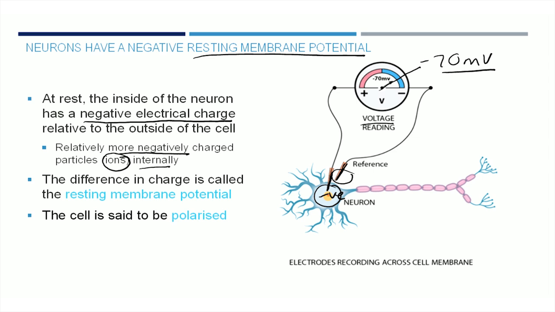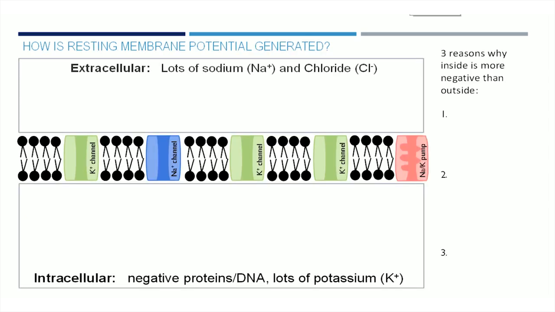We've said that the difference between the inside and the outside and the charge is called the resting membrane potential, but because it does have a charge difference, we call the cell polarized. So the cell is said to be polarized simply because the inside and the outside have a difference in charge. So how do we actually set up this resting membrane potential? Well, there's a couple of ways that this occurs.